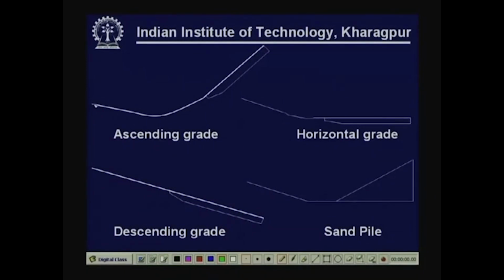This is the arrestor emergency escape ramp with ascending grade, positive grade, here with horizontal grade. This is the emergency escape ramp with horizontal grade, and this is with a descending grade. And this last figure shows an emergency escape ramp with a sand pile. So, this is all filled up with loose sand. So, this is the sand pile type emergency escape ramp.